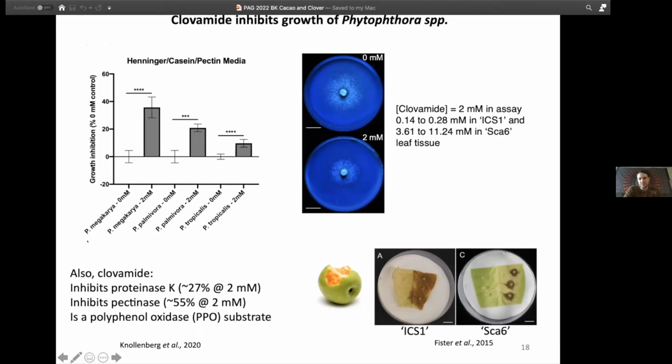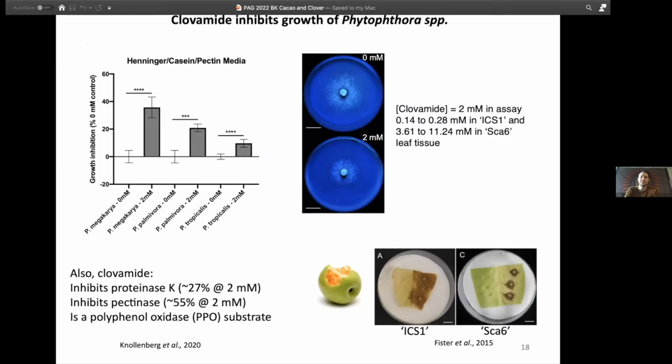Also in this work, I found that clovamide inhibits proteinase K. It also inhibits pectinase, and we know that proteases and pectinases are very important contributors to virulence for Phytophthora during infection of cacao tissues. And you can also see that in some of the work from the Bailey group, the transcriptomic analysis showing that there's a lot of proteases and pectinases that are expressed by Phytophthora when they infect cocoa tissues.